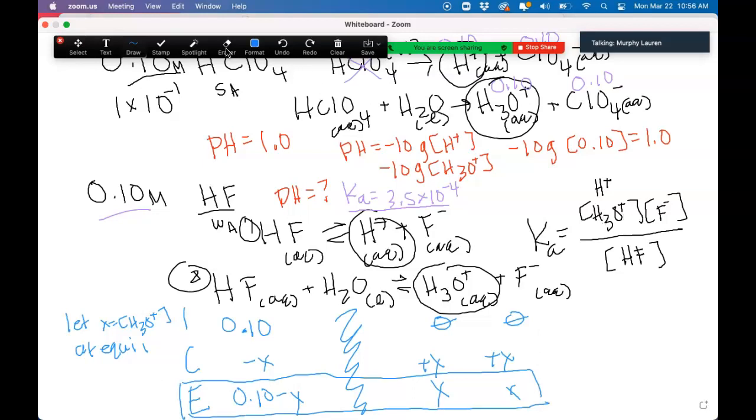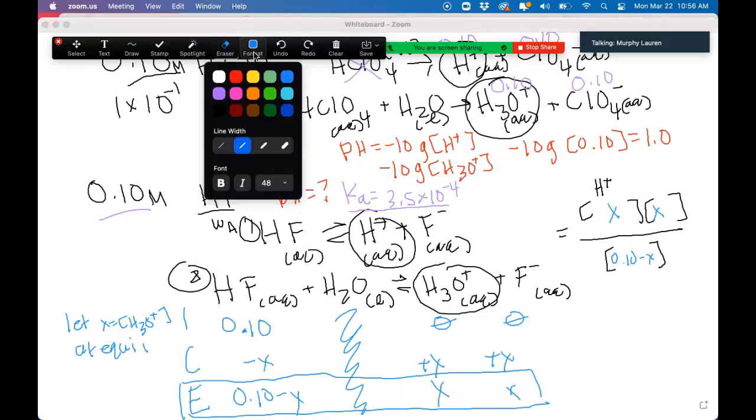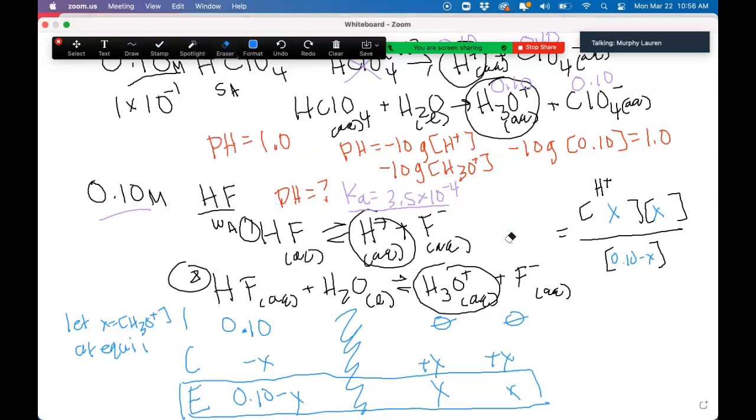So this ends up being, here we go, X, this is X, this is 0.10 minus X, and then I know Ka. I gave it to you. It has to be given for you to do this problem. So I'm going to plug it in. It's 3.5 times 10 to the negative fourth.